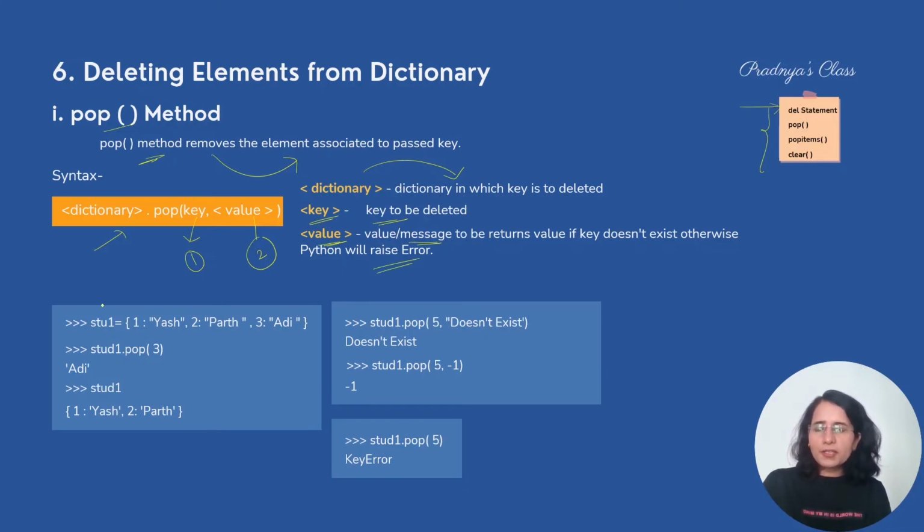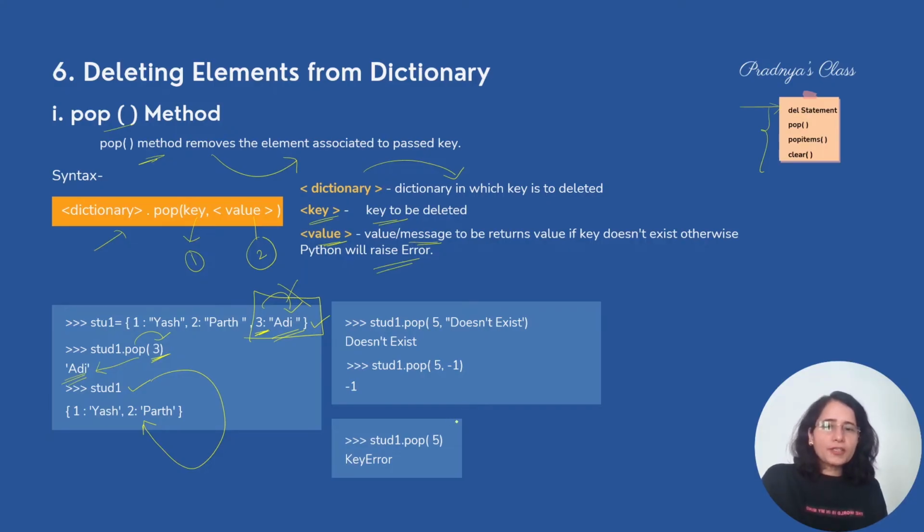So consider one simple example. Here is a dictionary, student1. I want to delete the item with the key 3. So I mentioned key 3 in the pop method. And the pop method returns the value of that key. So we got the value of the key 3. You can see here the value of key 3 is named Adi. And when we are printing the dictionary, you can see here the element with the key 3 got deleted. So this element is removed from the dictionary.